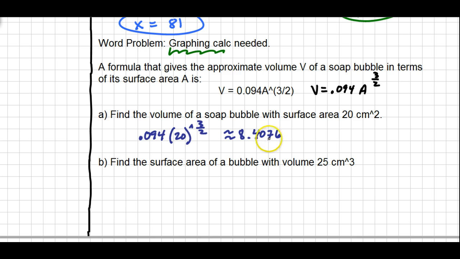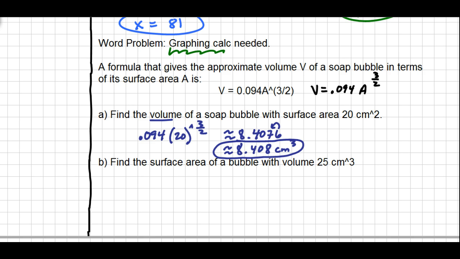So if we're rounding to the third decimal place, the 6 would tell you to round the 7 up. So we'd say 8.408. Volume should be labeled as centimeters cubed. And we did round it, so we'll use a squiggly equal sign there.